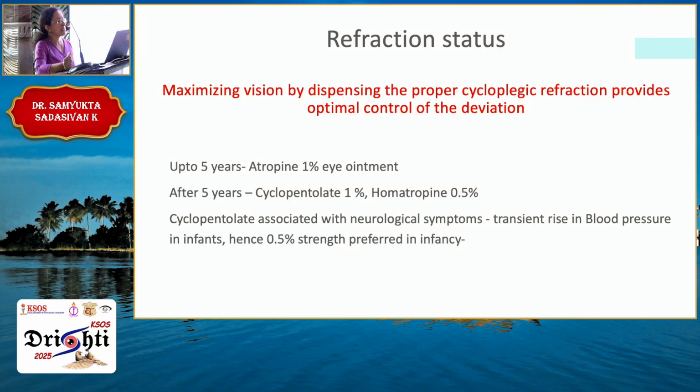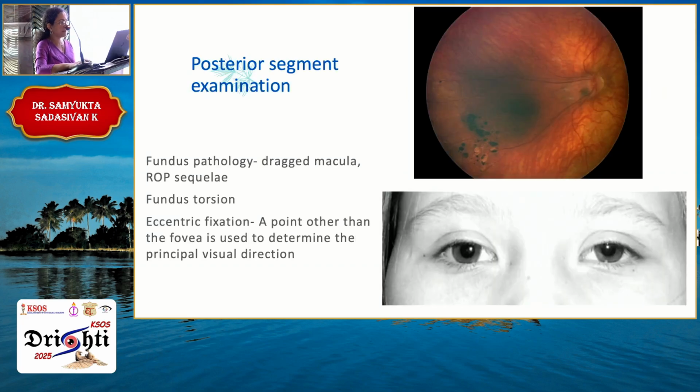So finally, it is cycloplegic refraction that is mandatory, because maximizing vision by dispensing the proper refraction itself provides for good control of the deviation. So up to 5 years, you can make use of atropine eye ointment for cycloplegic refraction. After 5, cyclopentolate and homatropine can be used. With cyclopentolate, beware that in some children it is associated with neurological symptoms like transient rise in blood pressure. So lower strength should be preferred.